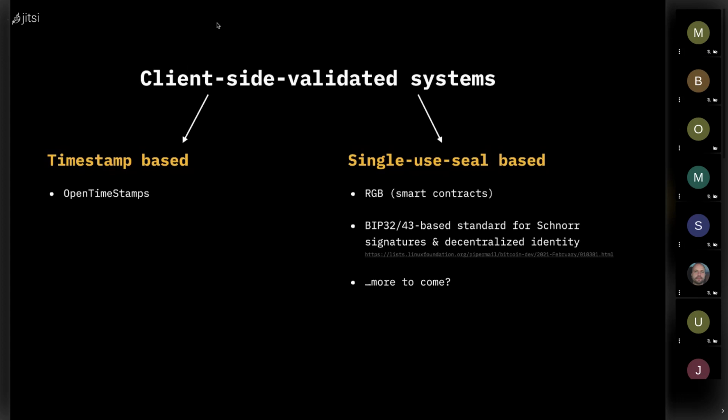But there is a clear ability to build more, to construct more case-specific single-use-seal-based systems, like Schnorr signatures and decentralized identity based on the Bitcoin blockchain. It was a proposal from the Bitcoin mailing list. There is a URL link, you can read about it. So that's a way you can use single-use seals and client-side validation outside of the scope of RGB. So I expect that there will be more proposals and ideas emerging in this sphere, such that client-side validation will grow much bigger than just RGB smart contracts and Open Timestamps.